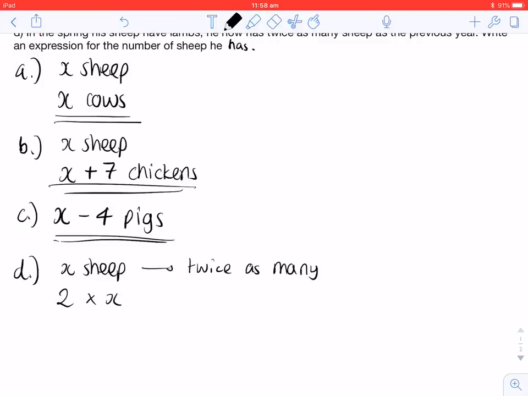Now this highlights why I said we have our curly X there, so we can see the difference between the curly X and the straight X, which is a multiplication sign. Now we've got 2 times X, which in maths we just put together and write 2X. And so that will be the new number of sheep that the farmer has.